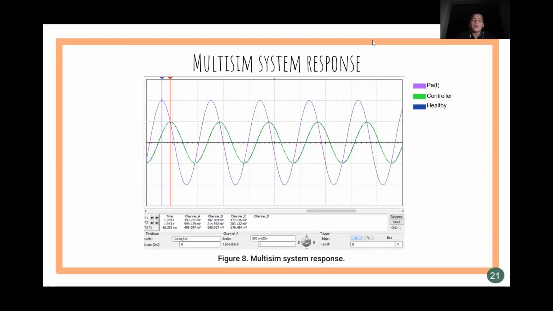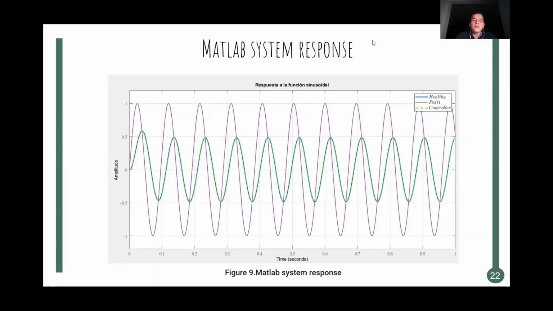overlaps the healthy one. And in our MATLAB system response, we have, just as in Multisim, an input with a higher amplitude than the healthy one, and our controller overlaps the healthy patient.